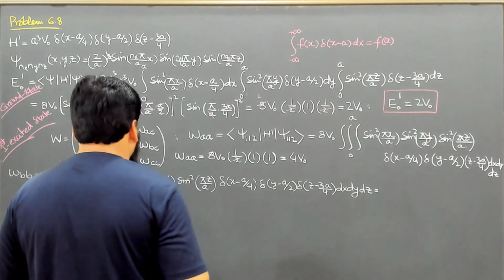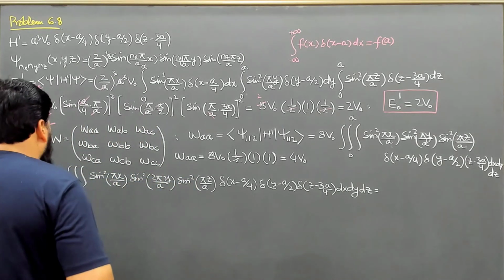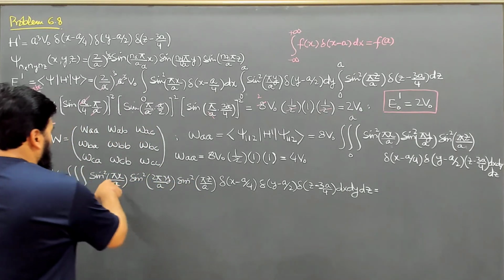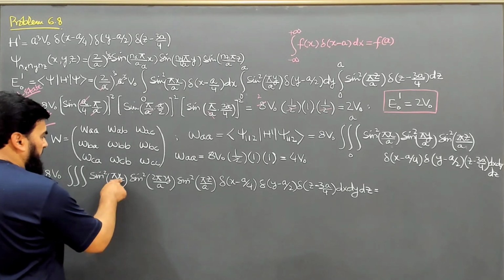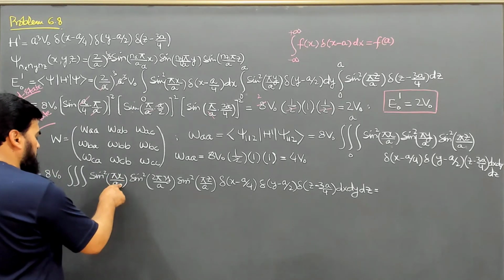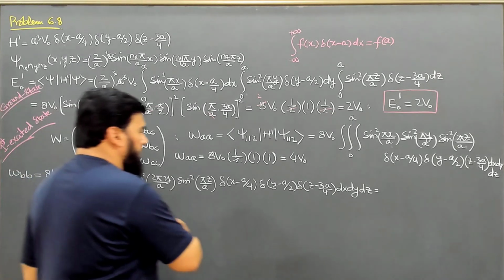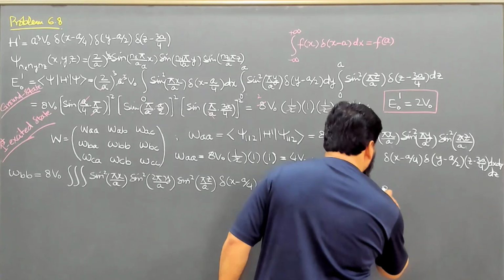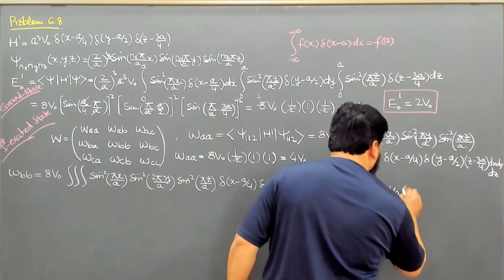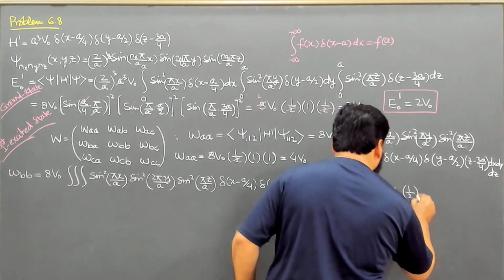So this thing is equal, when I put sine pi over a with x equal to a over 4, a over 4, a gone, pi over 4, 1 over square root 2, and it will come out to be 8V naught and 1 over 2.